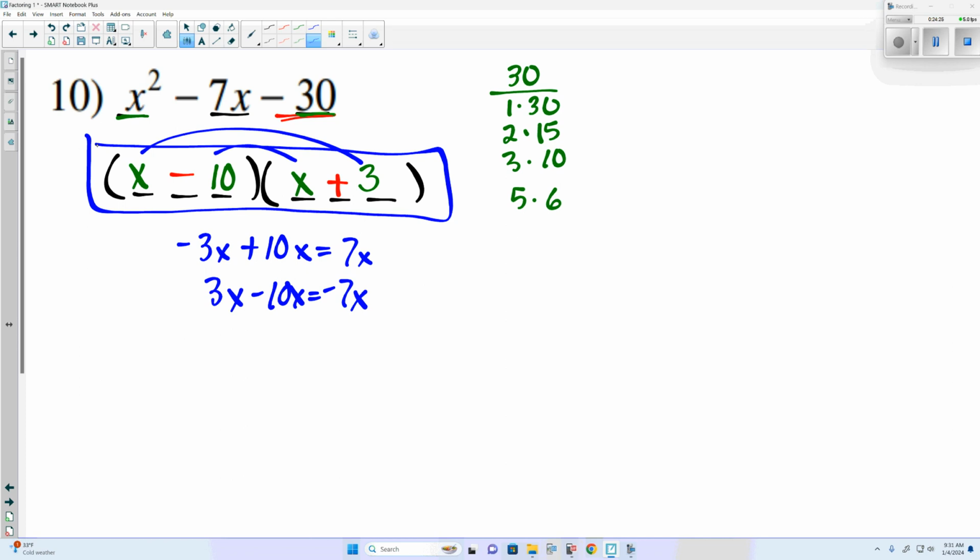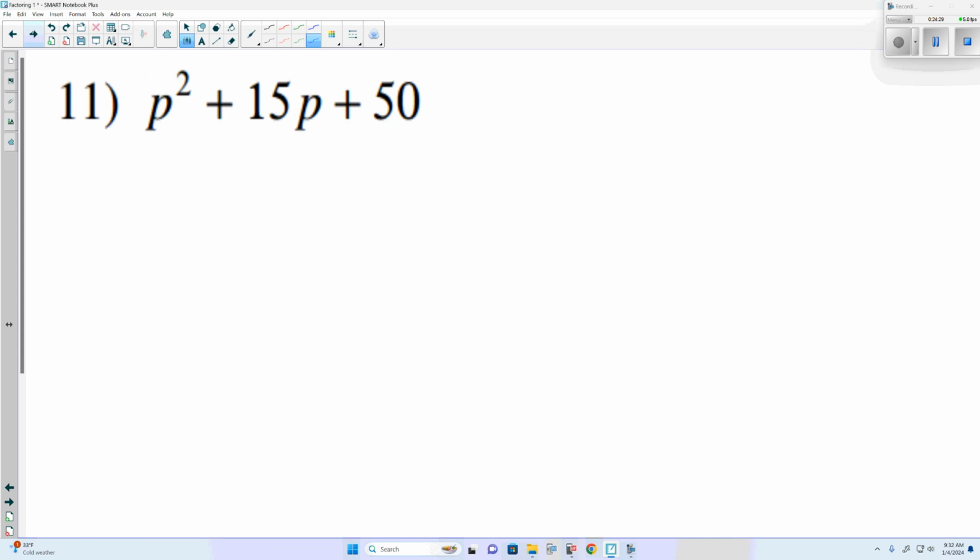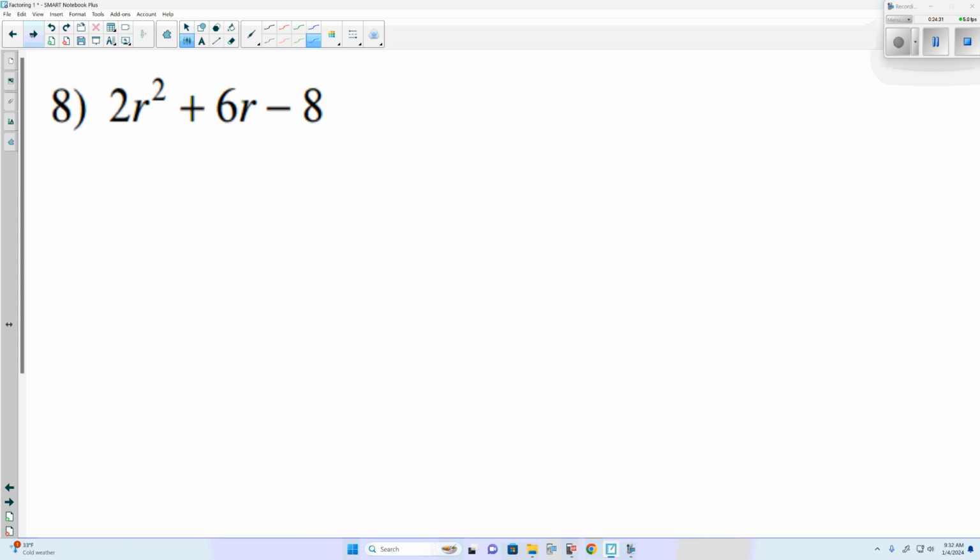Questions on this here? All right. We're going to skip our p squared plus 15p plus 50. If we did work that out, we would get p plus 10 times p plus 5. And look at this one here.